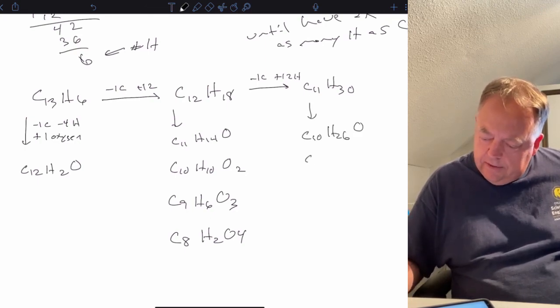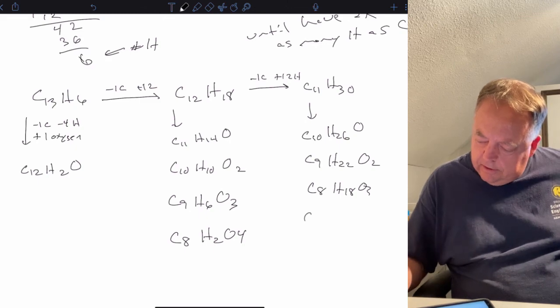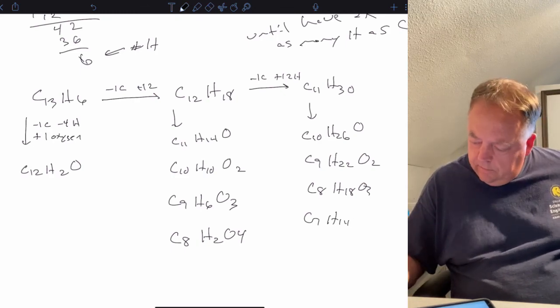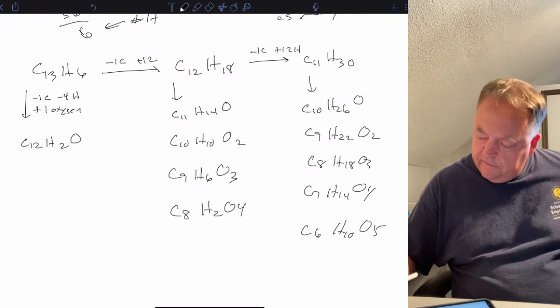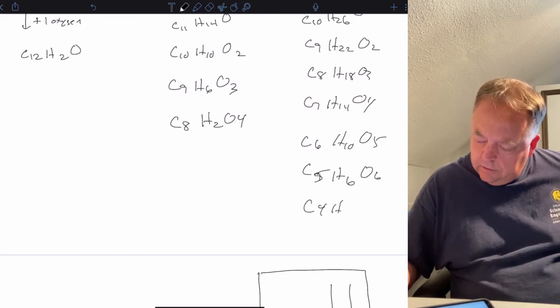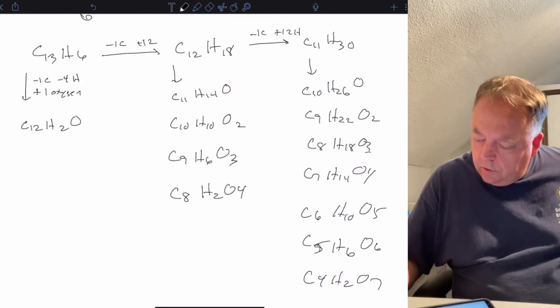C10H26O, C9H22O2, and C7H14O4, C6H10O5, and again do that until you run out of something. Okay, so all of these formulas would have the same molar mass.